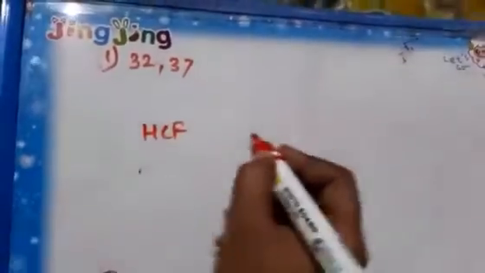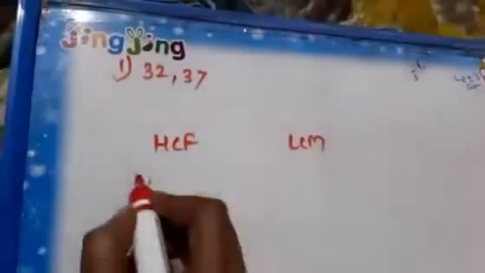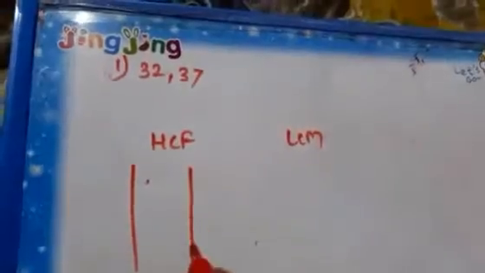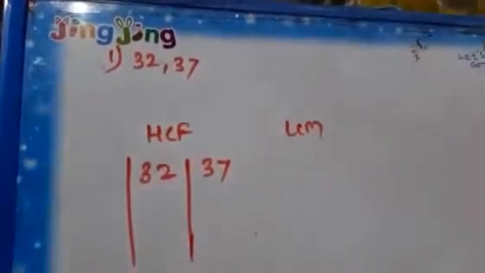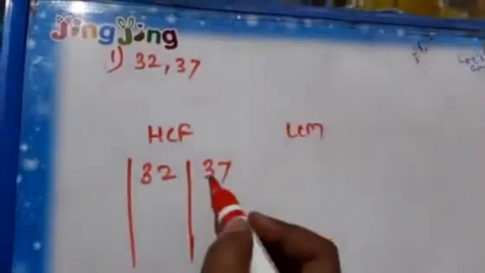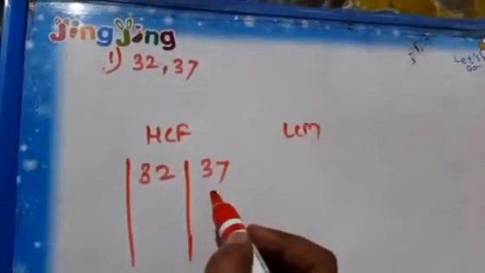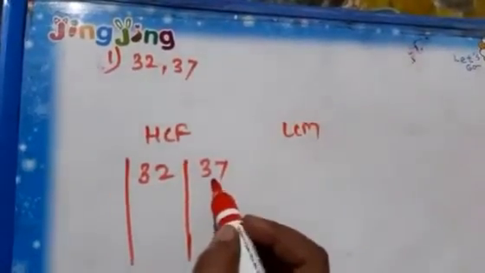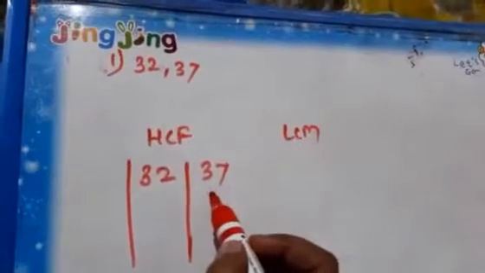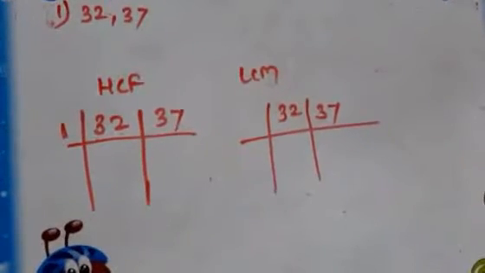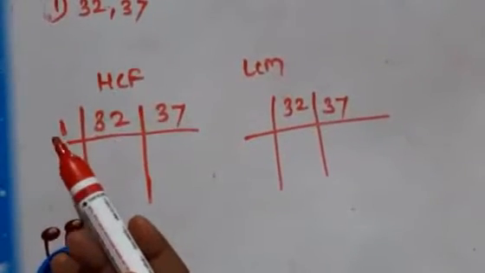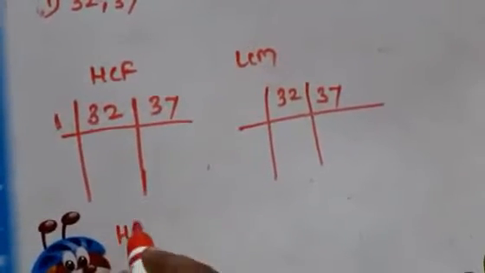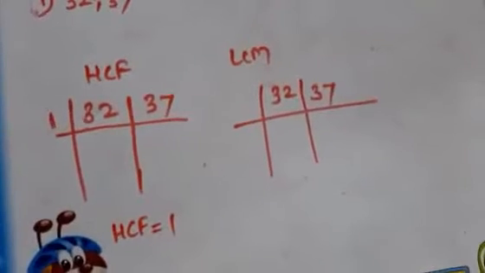So we will start. First we will find HCF, then LCM. To find HCF, write down 32, 37. Out of this, 37 is a prime number. So it is not possible for this number to come in anybody's table. So for this, the only common factor possible is 1. So the HCF of these two numbers is 1.